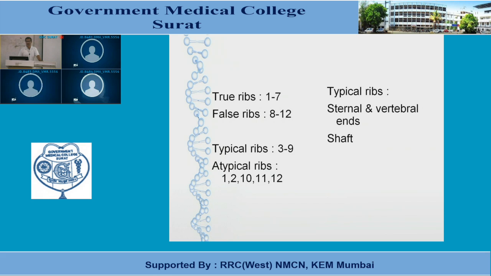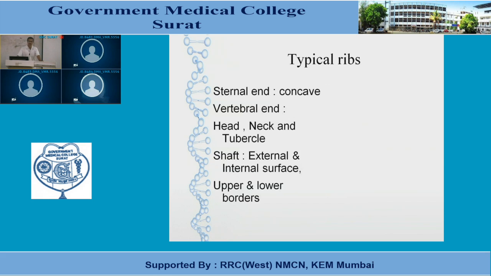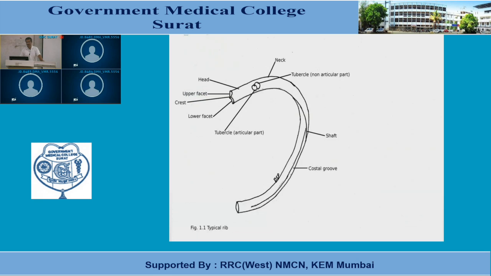Seeing these features in a typical rib, the sternal end is concave, anterior, and shows a facet. This concave end shows articulation with its cartilage, and with the help of this cartilage, this typical rib attaches with the sternum.